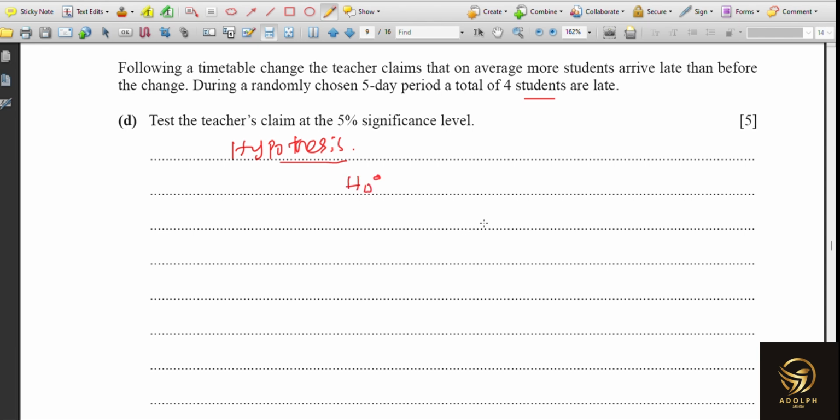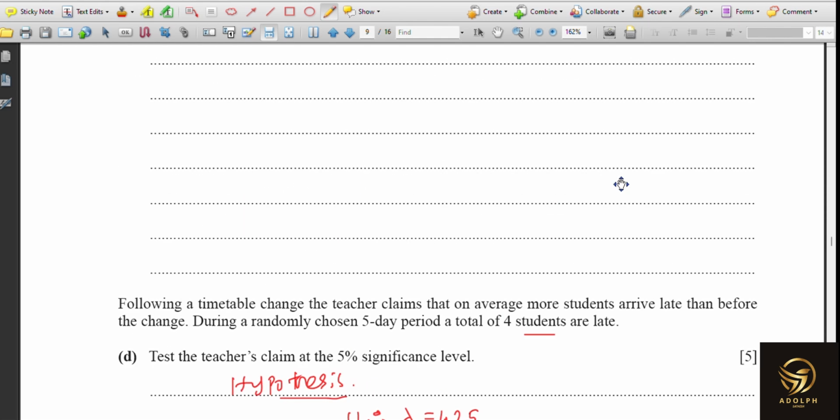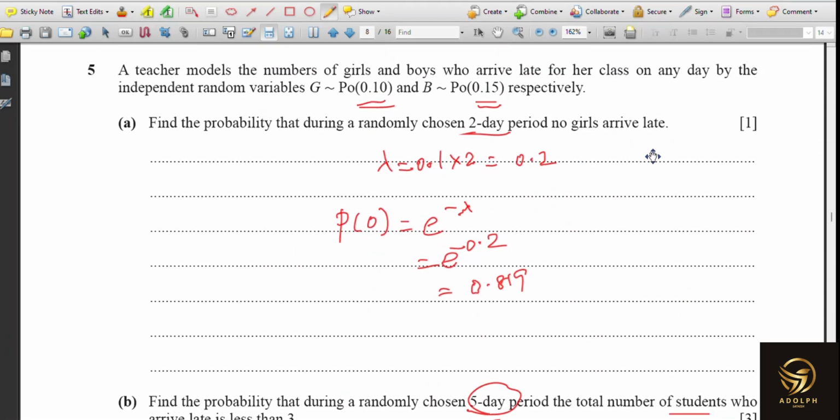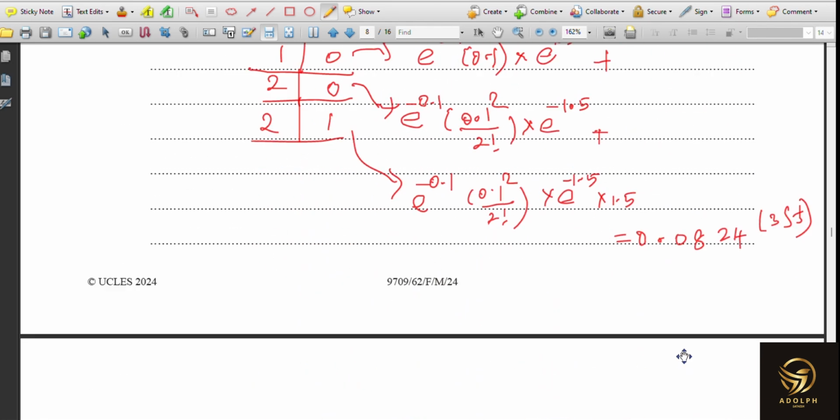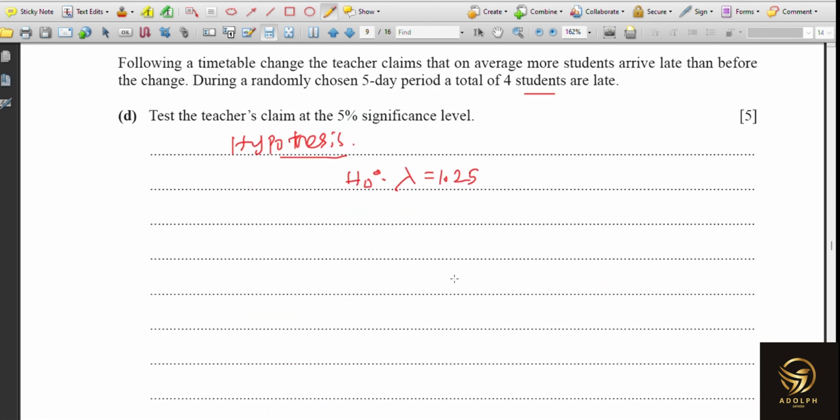It is the null hypothesis, which is here, since it is related with Poisson distribution, lambda equal to 1.25. How is it 1.25? We have already calculated for a 5-day period that lambda equals 1.25. That is what we are going to take. And the teacher claims that the new one has increased, so we take lambda greater than 1.25. This is the hypothesis. In the hypothesis, we give the null hypothesis and the alternate. Then we have to go for testing.